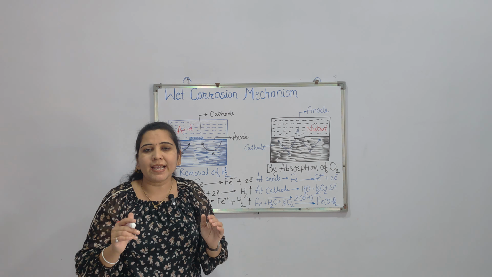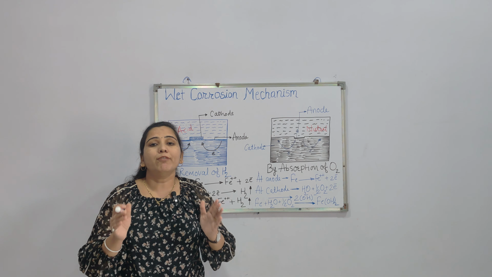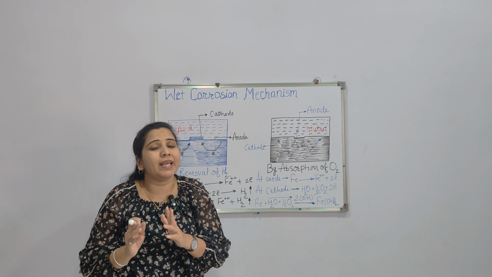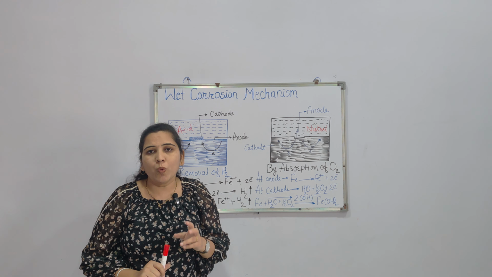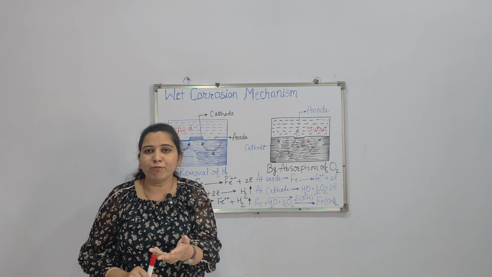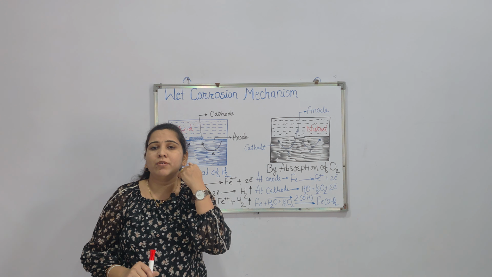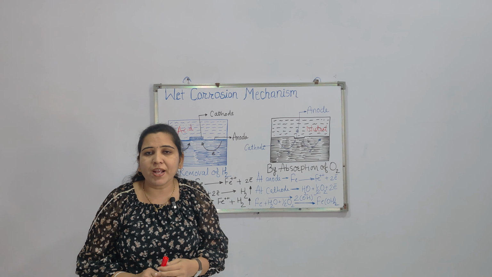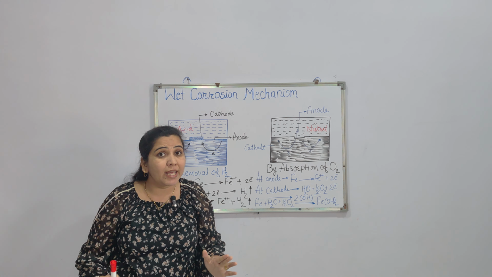Wet corrosion can be defined simply as the formation of two separate areas on a single metal when it is in different types of media, or when it is faced with two different types of materials.